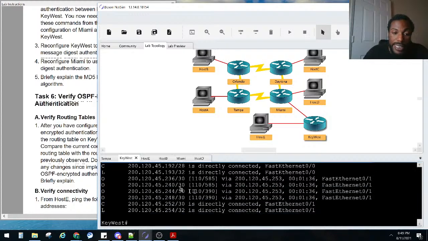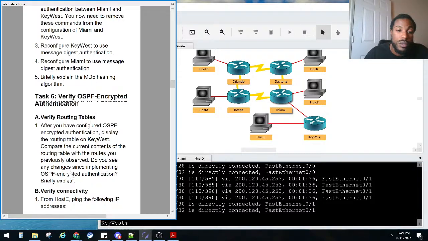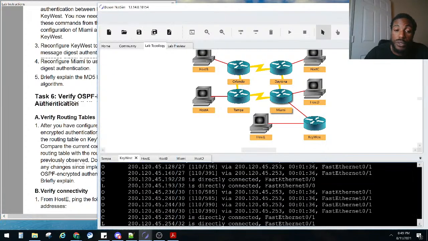So our routing table looks the same basically. It didn't really manipulate the routing table in any way. We just wouldn't have been able to see these routes from Key West's vantage point if we're not a neighbor with Miami. Do you see any changes since implementing OSPF encrypted authentication? Briefly explain. I didn't see any changes unless y'all did. I don't see any changes.